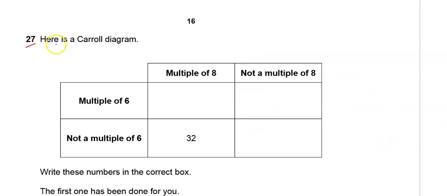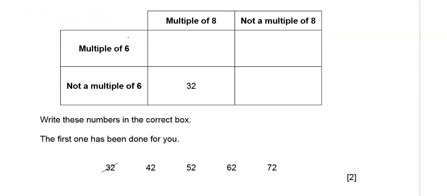Question 27. Here is a Carroll diagram. Multiples of 6, multiples of 8, not multiples of 8, not multiples of 6. Write these numbers in the correct box. The first one has been done for you. Of course, a multiple of both 6 and 8 is 72.